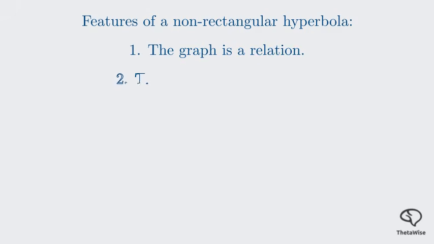Second, the graph is discontinuous. The two separate branches of the hyperbola are completely disconnected from each other. There's a gap between them, which is the space between the vertices, from negative a to a.